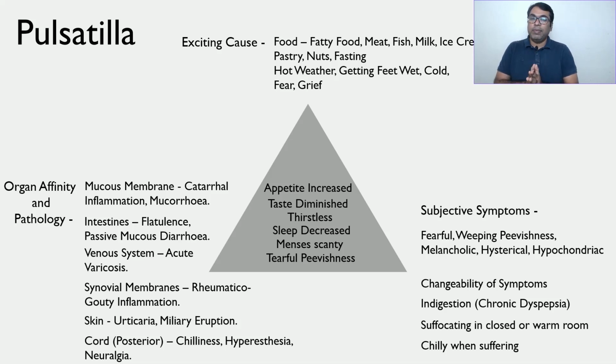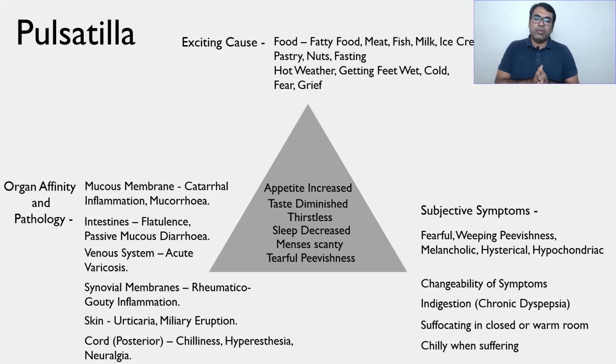Then synovial membranes, that's why this remedy is very important in inflammatory, rheumatic or gouty inflammations. On the skin, this may produce innumerable forms of troubles. Eruptions are there, psoriatic eruptions, eczematous eruptions, urticarial type of eruptions, and in the cord, mostly the posterior, it may produce hyperesthesia and chilliness, neuralgia of this type.